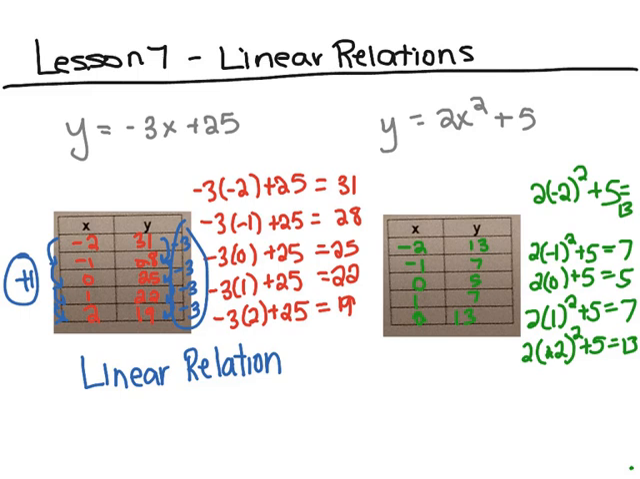So as you can see, when you go from 13 to 7, you're going to subtract 6. From 7 to 5, you're subtracting 2. So this isn't the same already. So you know this isn't going to be linear. A quick way to notice this too is if you have a squared number, it will never be a line. It's never linear.